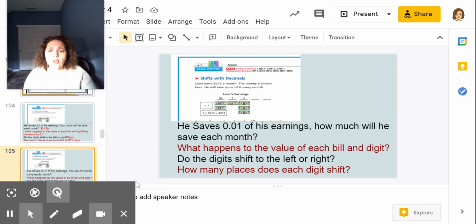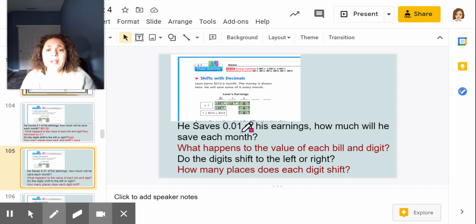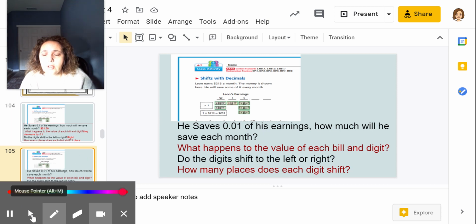Okay, I still have my 213, but now it says he saves 1/100th of his earnings. How much money will he save each month? 1/100th. What happens to the value of each digit and bill? Do the digits shift left or right? And how many places does each digit shift? So we have 1/100th. So how many places in 1/100th? 2, right? So they're going to shift over 2. And are they going to shift to the left or the right? It's decreasing, so they're going to shift to the right. Good job.